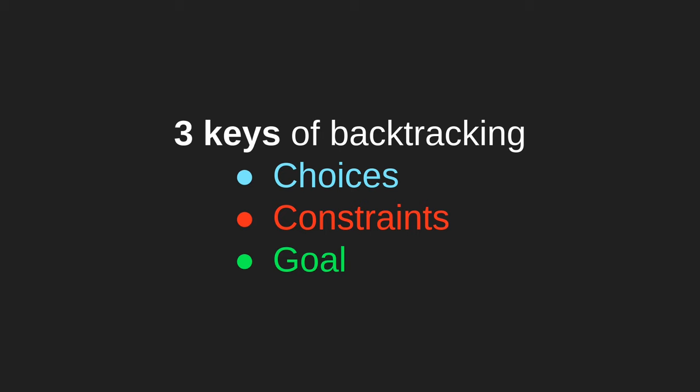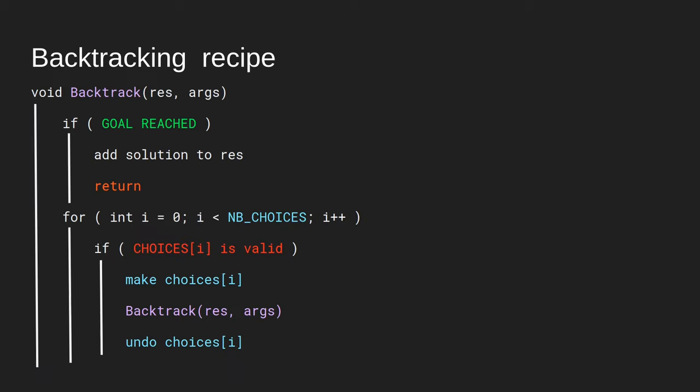And with the three keys, we can define an algorithm, the backtracking recipe. So the backtracking algorithm can be defined by a recursive function that takes a couple of arguments. One of them is an array containing all the different solutions we find. So what we want to do is build different solutions.